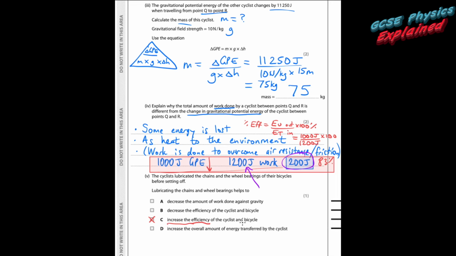If we have lubricated the chain and everything, it might only take 1,100 joules. So, in other words, only 100 joules of energy has been lost to overcome air resistance and friction. So now we could get the efficiency. Useful energy out divided by total energy in, and that would equal 91% efficient.